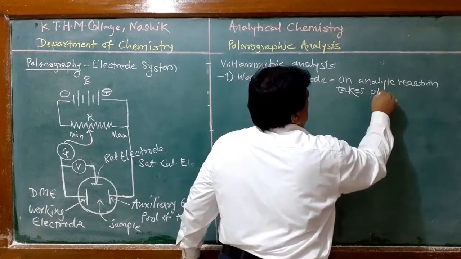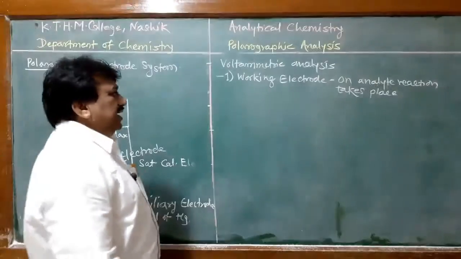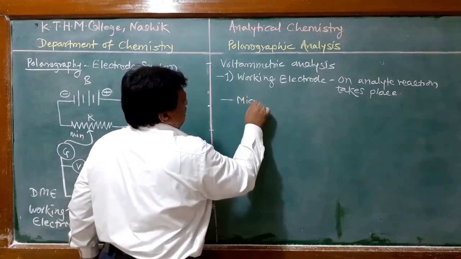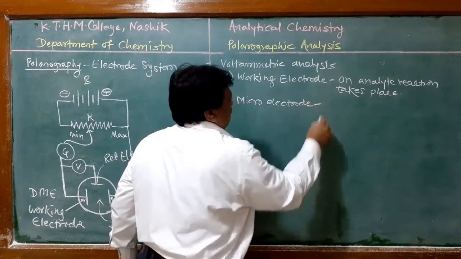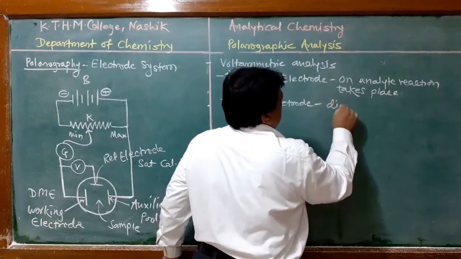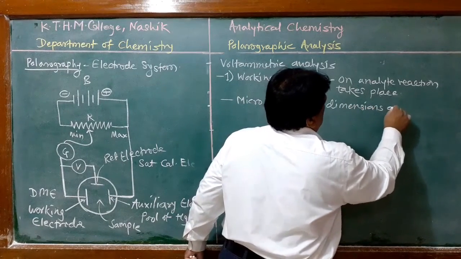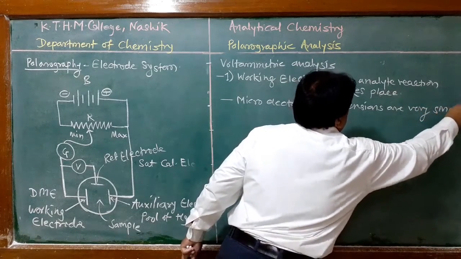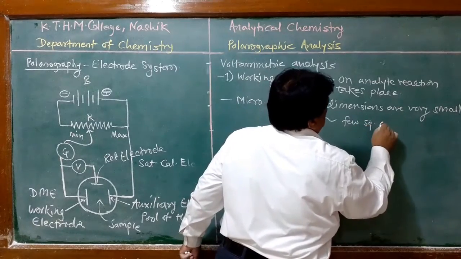Therefore, this is called a working electrode. Working electrodes employed in a voltammetric analysis are microelectrodes. Microelectrodes means the dimensions of these electrodes are very small, ranging in a few square millimeters.